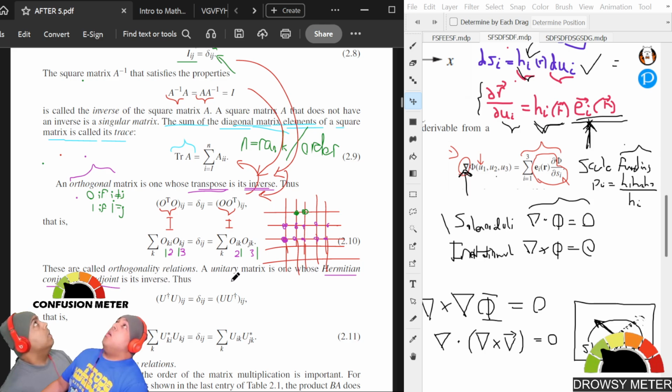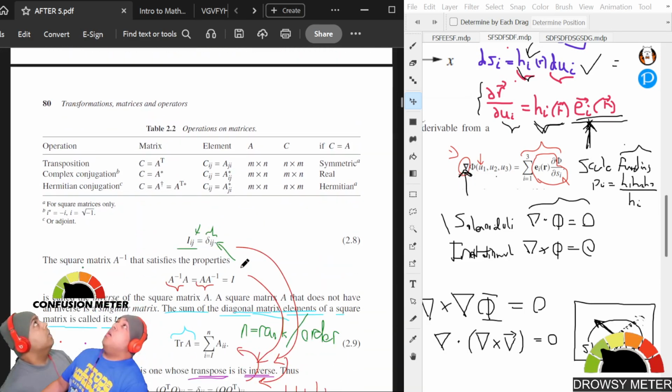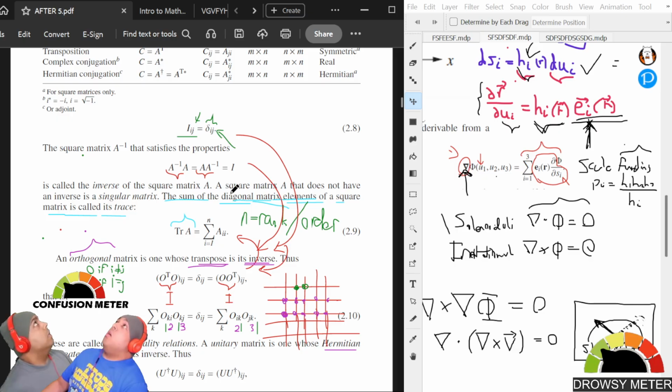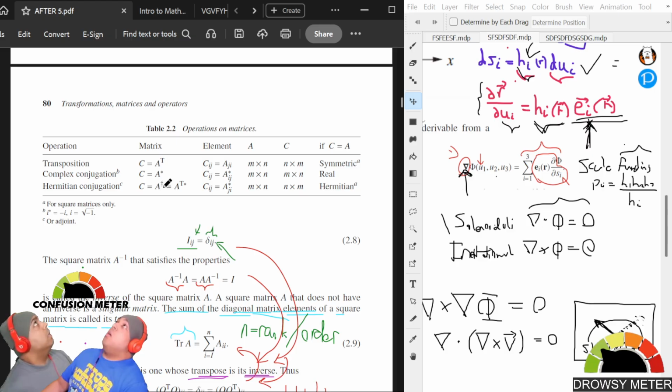Thus, oh my god. Okay. I think this is why I stopped reading a while ago, because Hermitians was being weird.